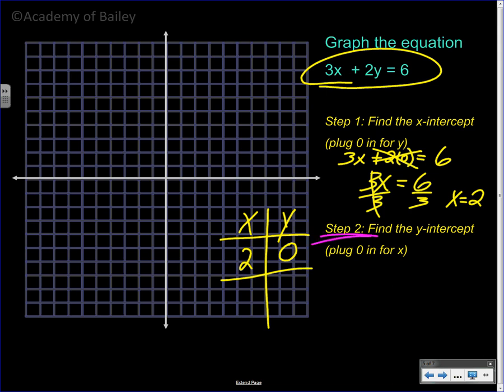In step 2, find the y-intercept. You plug 0 in for x. You use the same equation, but you plug 0 in for x.